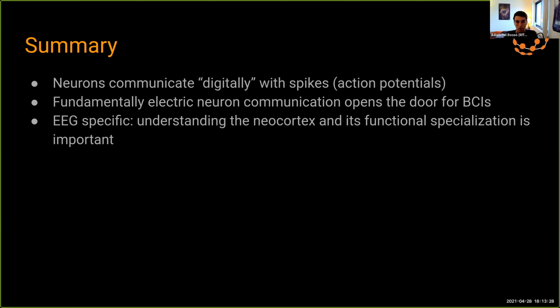And the summary, what you need to take away from this very basic introduction to what's going on in the brain, is that you have communication with spikes within the brain, and it's the fundamentally electric nature of the communication between neurons that opens the door for BCIs. And specifically for EEG and EEG-based BCIs, it's important to understand the neocortex, the outermost layer of the brain, and the functional specialization of the different regions.